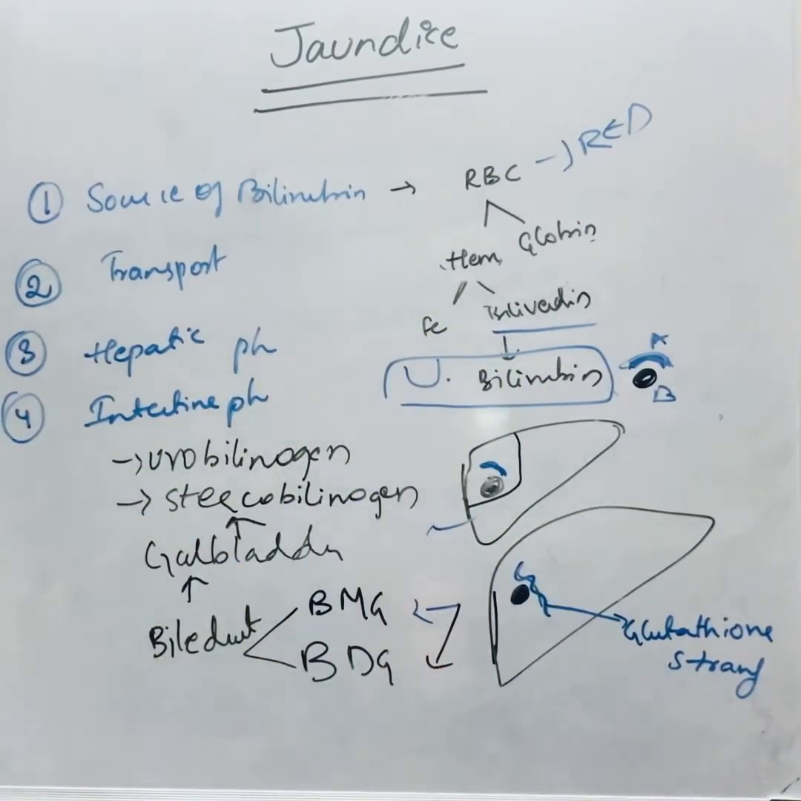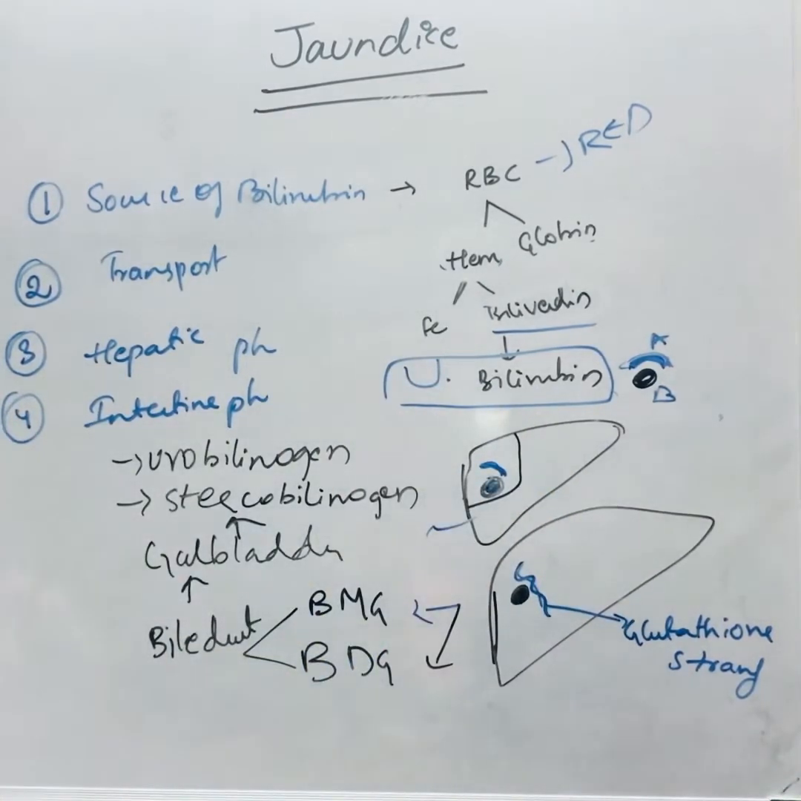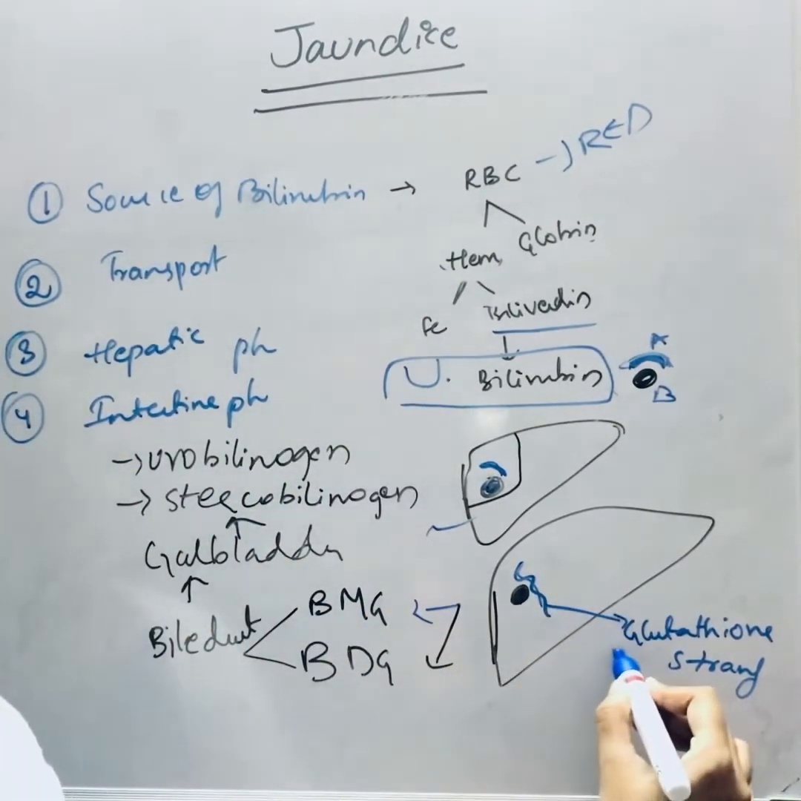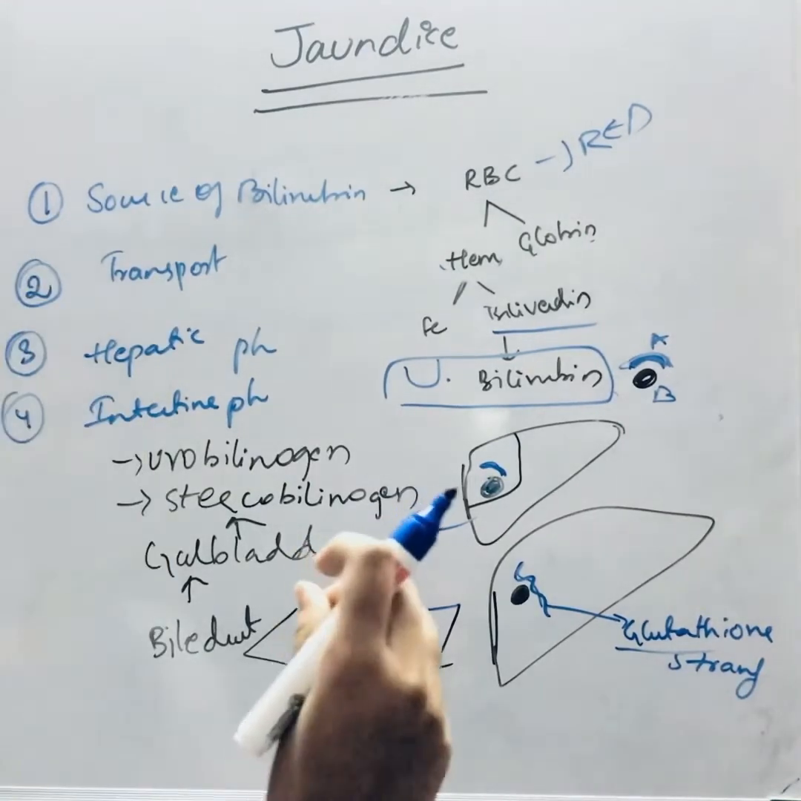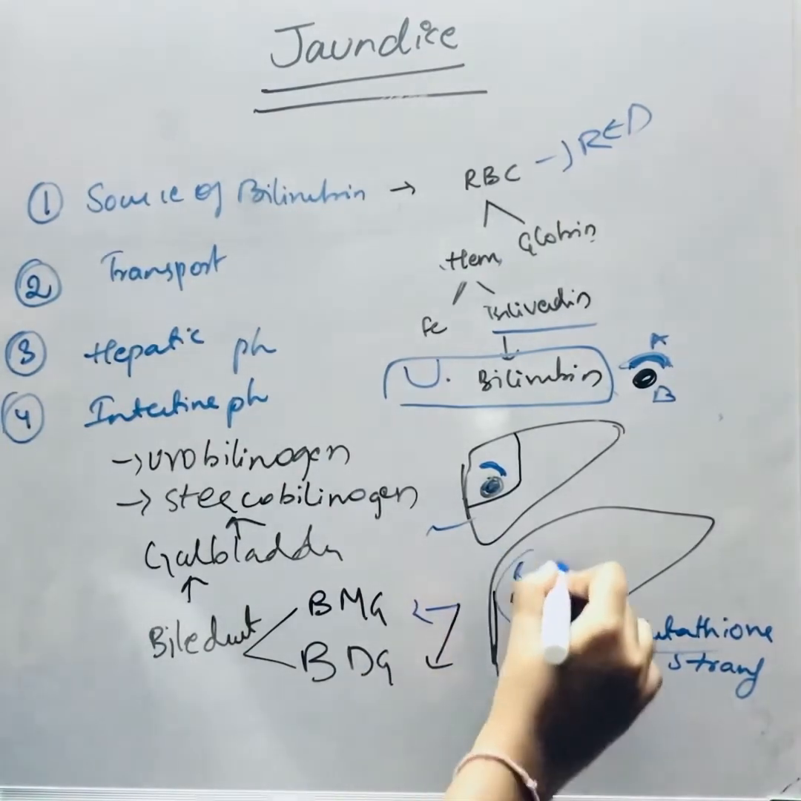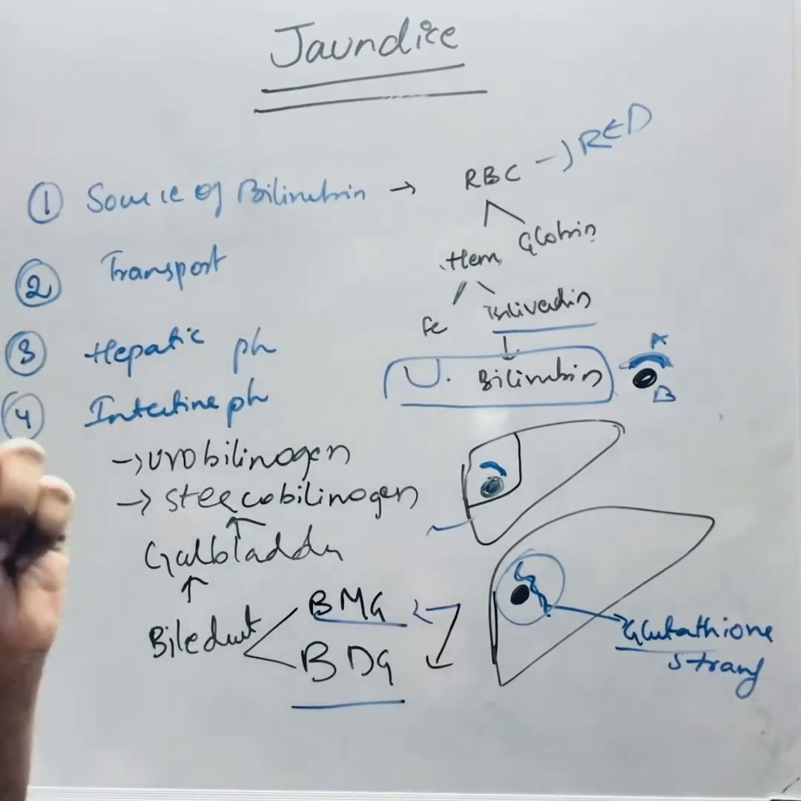In the hepatocytes, in the cytoplasm, the albumin and bilirubin are separated. Now the bilirubin is free, right? This bilirubin combines with the glutathione S transferase enzyme, which prevents the bilirubin from moving out of the liver. Now, with the help of glucuronide transferase, this complex forms bilirubin monoglucuronide, which is again converted into bilirubin diglucuronide.